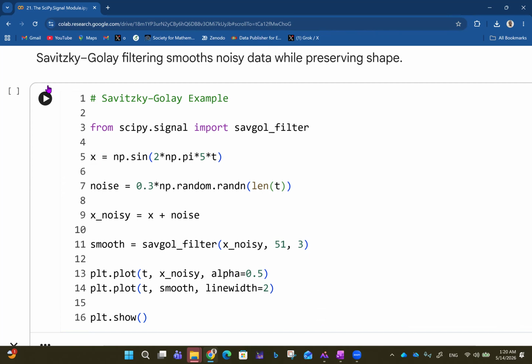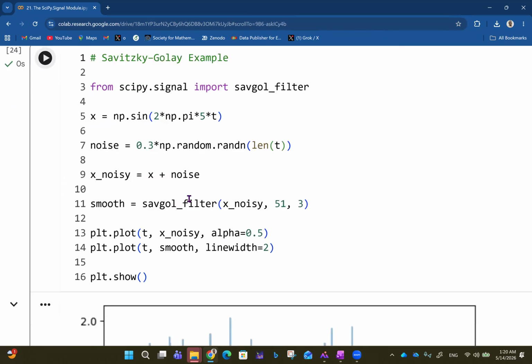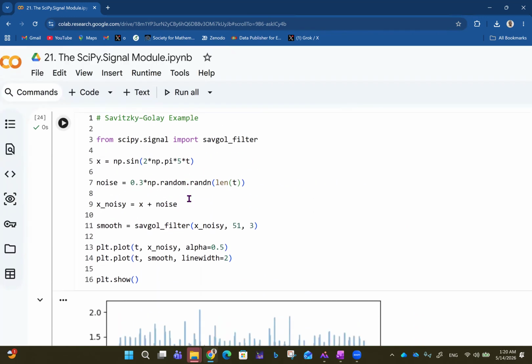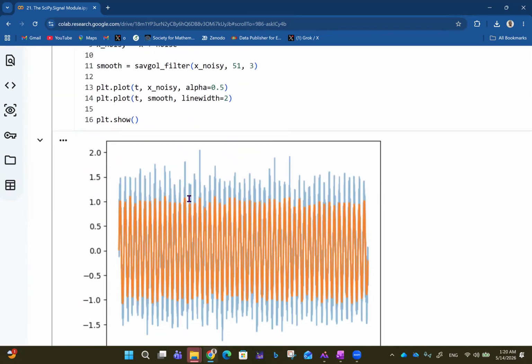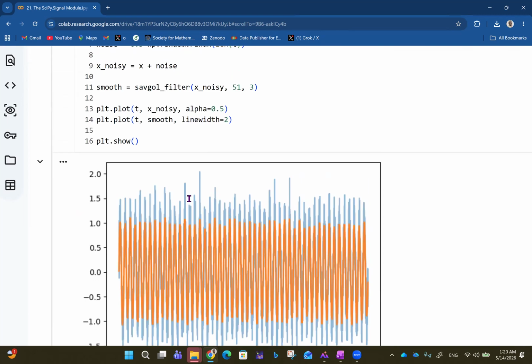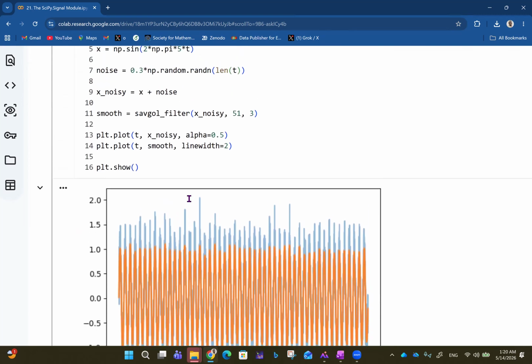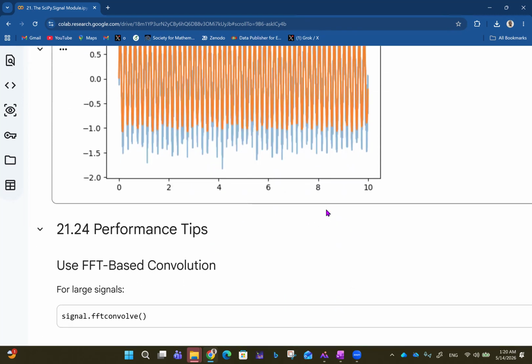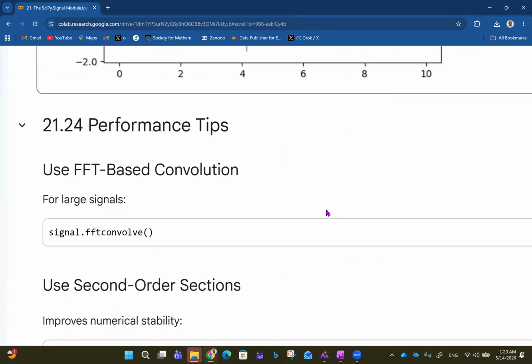Then you plot as usual. So if you want to know more about this, you can copy the code to AI and then every line is explained to you. So here we have the noisy data in blue and then the filtered data is in orange as usual. Then we have performance tips, right?